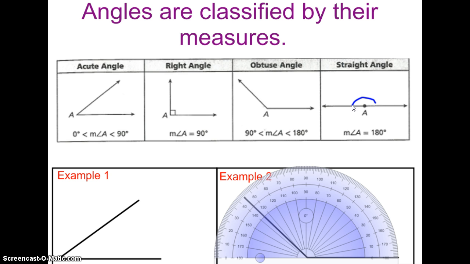This right here is 180 degrees. You can remember that because when you draw the angle, it almost looks like half of a circle. And since circles are 360, half of 360 is 180. Alright, so we have two examples here.